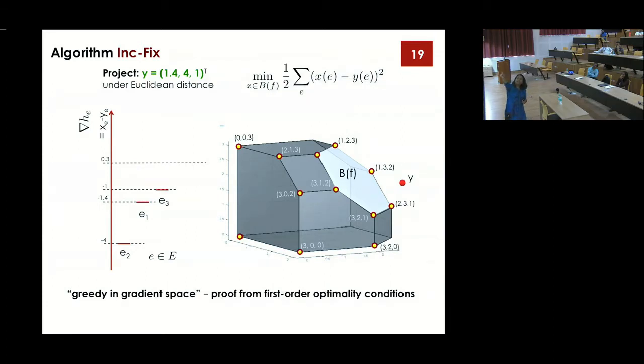What's the gradient at the second position? It is 0 minus 4, right? What's the gradient of the Euclidean norm? It's x minus y. And so that's the lowest element. E2 is at minus 4. Then E1 is at minus 1.4. And E3 is at minus 1. And now I'm going to increase E2 while maintaining that greedy ordering. So I'm going to increase E2, and this is going to correspond to a movement in the base polytope. So I'm going to do the increases in the gradient space. Those are going to correspond to movements in the polytope.